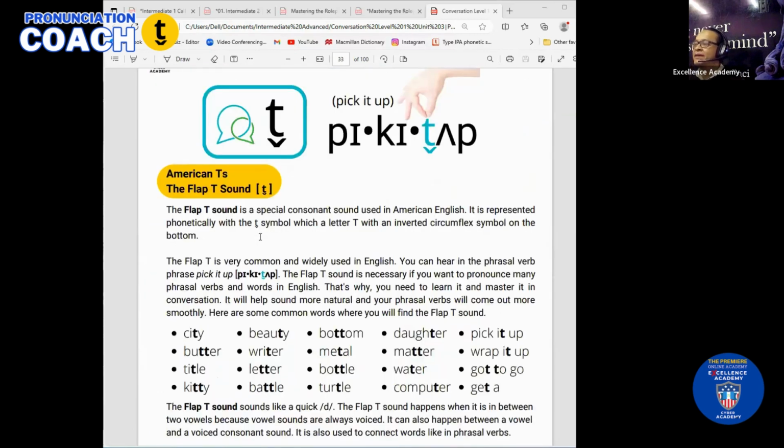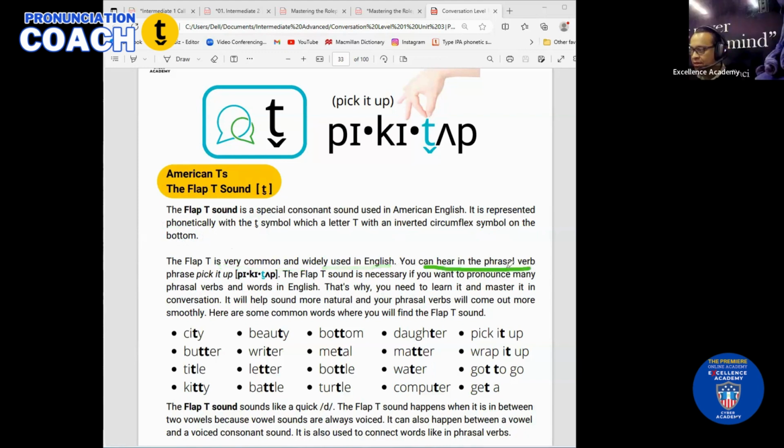Okay, so today's topic, like I was saying, is the flap T. So the American T's or the American flap T sound. So here, let's give you some reading here. So the flap T sound is a special consonant sound used in American English. It is represented phonetically with this symbol, the T with an inverted circumflex symbol on the bottom. You see? Bottom. How do you say that? Bottom. That's right, bottom. So the flap T is very common and widely used in English.